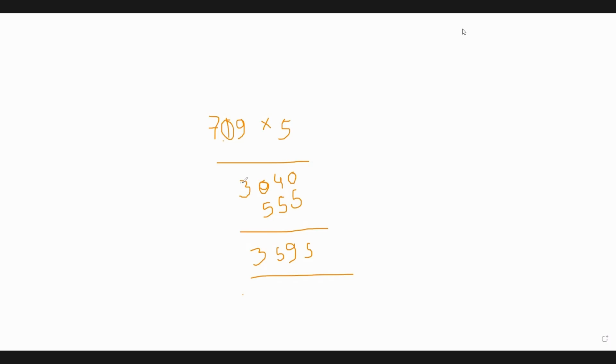Okay. Same way we have done 3 and 5. For 7, 3.5: 3 in the next place and 5 under the previous place. Got it. Then add it all. Don't forget to add it. Yeah. Add it all. 0 plus 5, 4 plus 5, 0 plus 5, then 3. 3, 5, 9, 5. 3595 is your answer. We'll do one more sum.